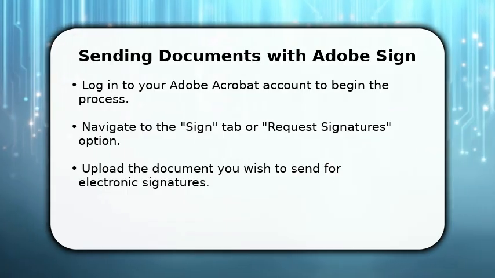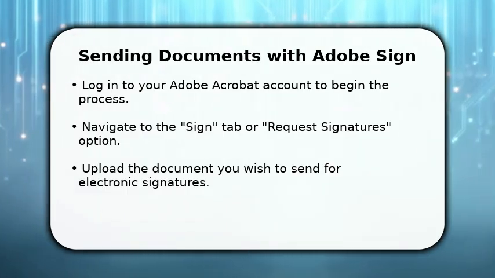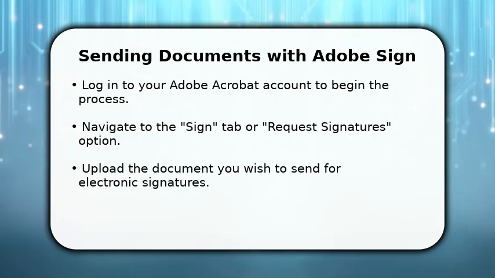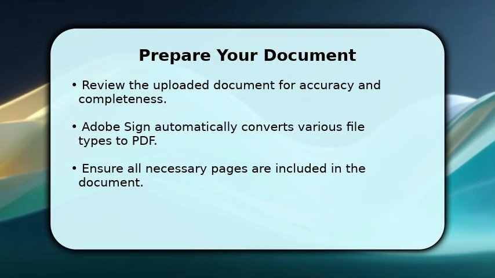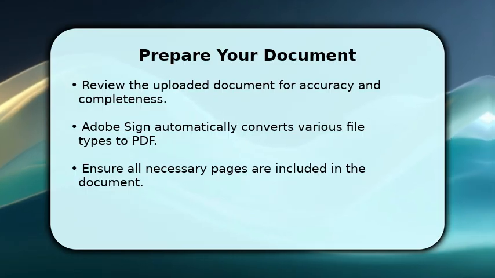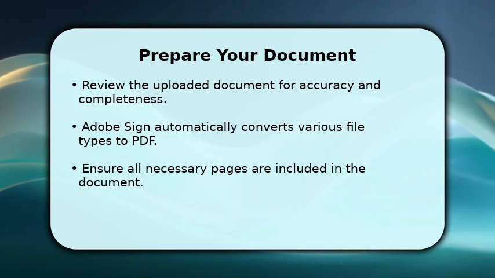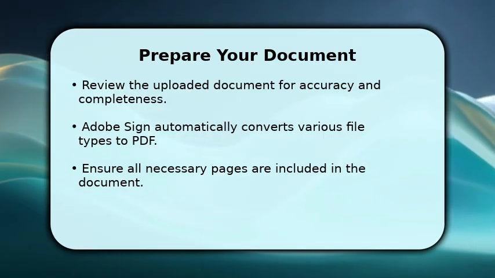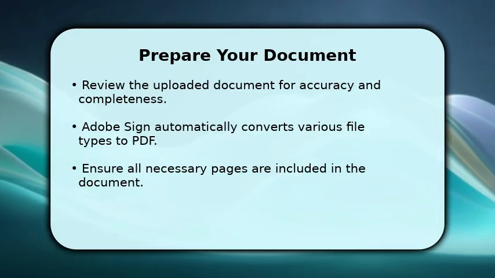From there, you will upload the document you need signed, which can be a PDF, Word document, or other common file types. It's a straightforward first step. After uploading, take a moment to review your document. Adobe Sign is quite versatile, automatically converting many file types, like Microsoft Word or Excel, into a PDF format for signing. This ensures consistency and security throughout the process.